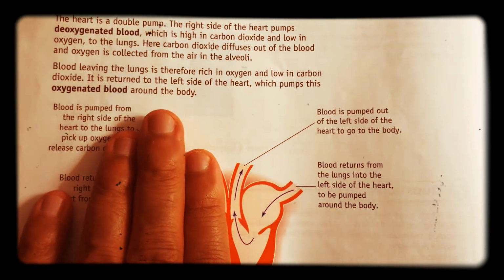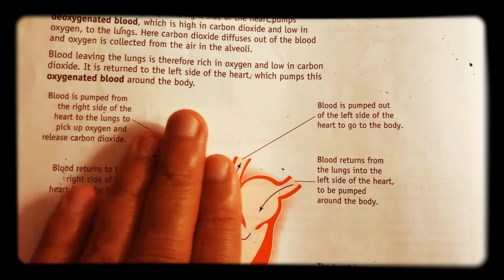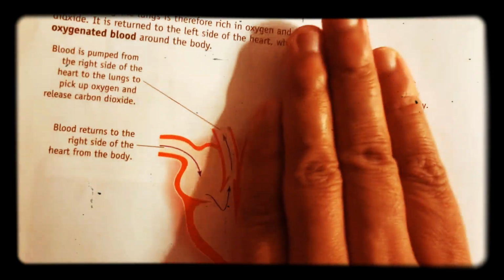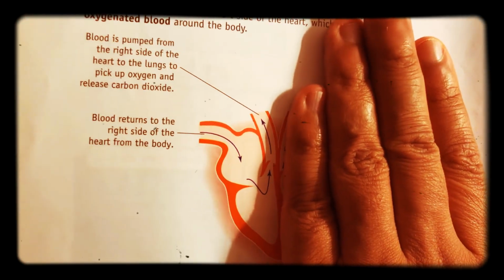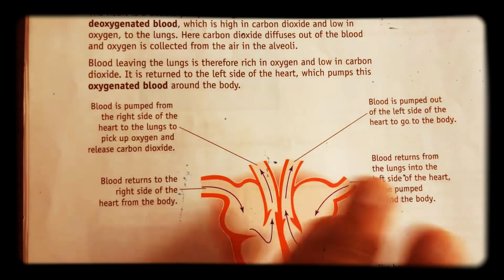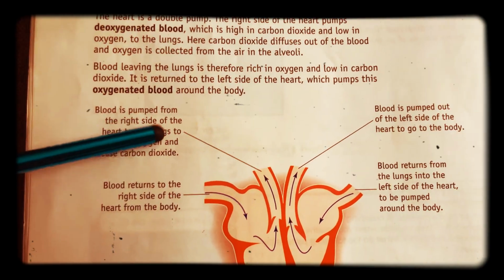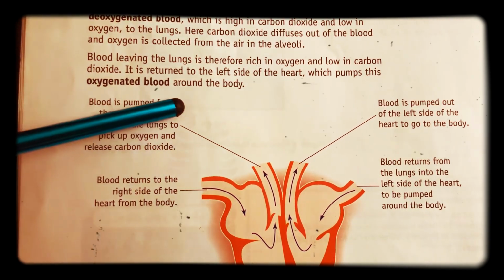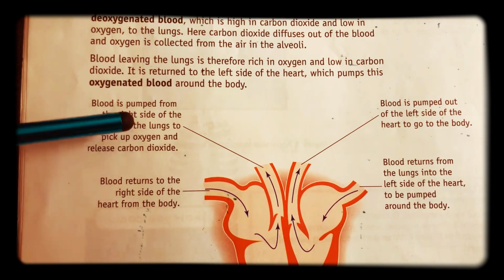The right side of the heart pumps deoxygenated blood. The right side of the heart, so that's this side, because it's the opposite to us. This is the left for us, but it's the right to the patient. So the right side of the heart pumps deoxygenated blood, which is high in carbon dioxide and low in oxygen, to the lungs. That whizzes off to the lungs.